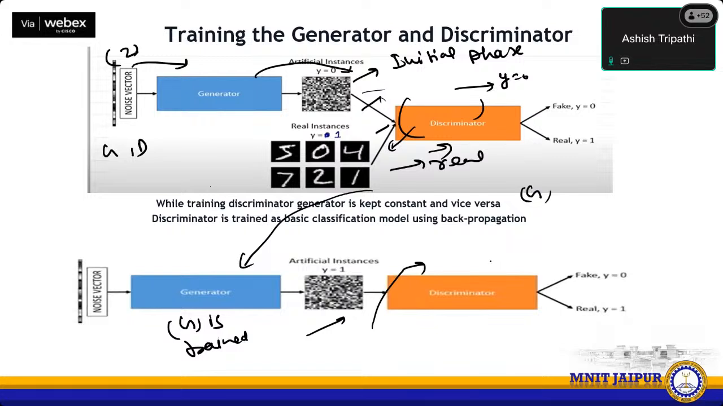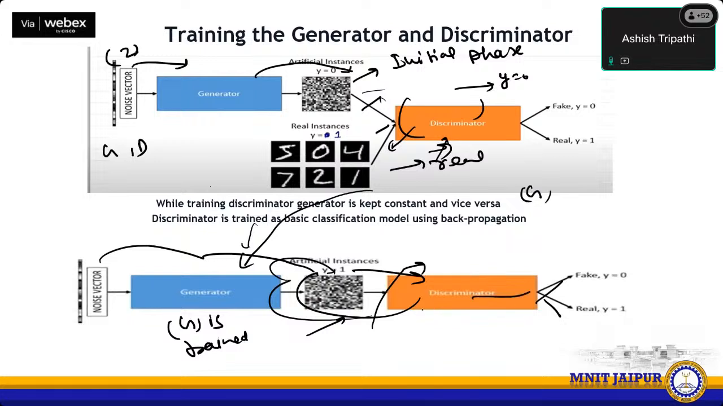So the important point is that while training, if I am training the discriminator, I will keep the generator constant, and while training the generator, I will keep the discriminator constant. Got it? So if I'm training the generator here, then the generator will generate images. It will give them to the discriminator, and the discriminator will just say 0 or 1. Again, the generator will give another image to the discriminator. The discriminator will tell 0 or 1.